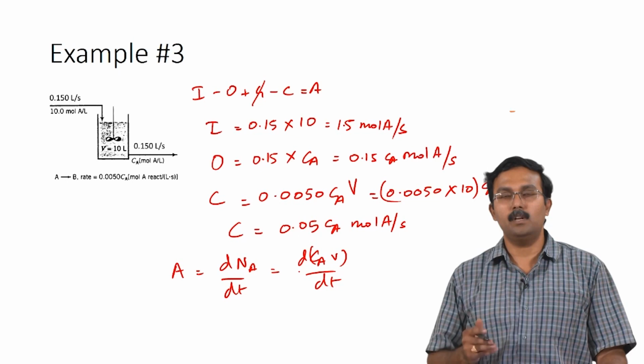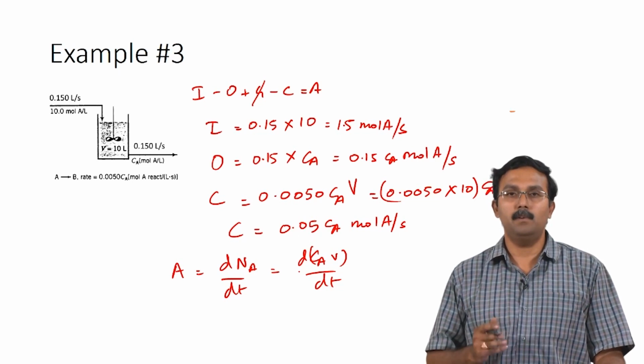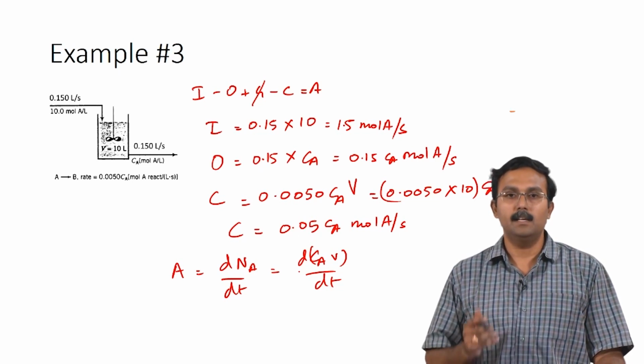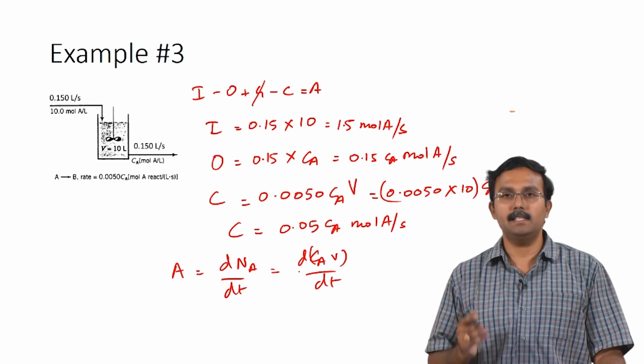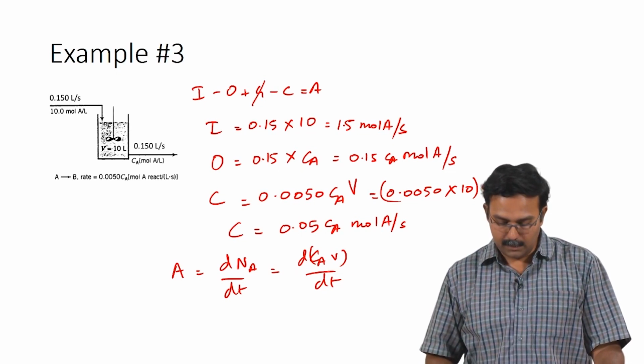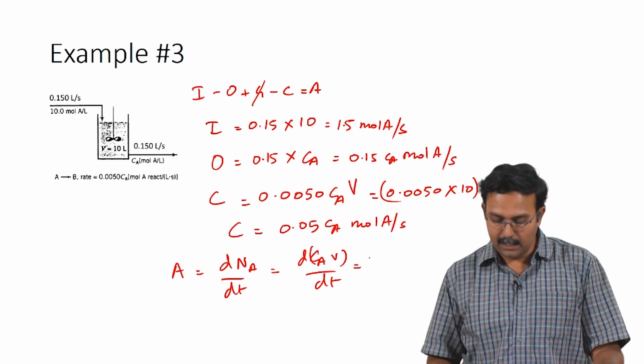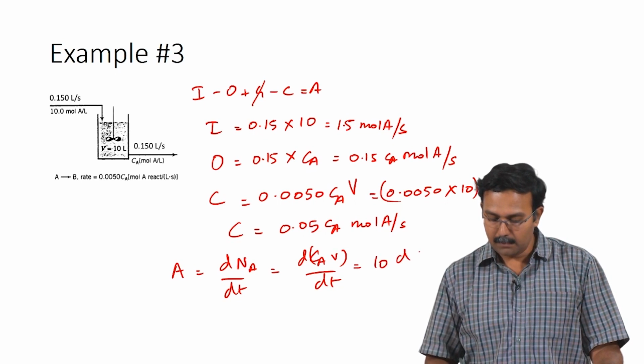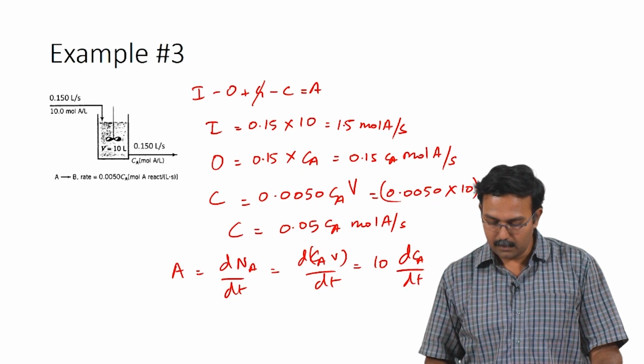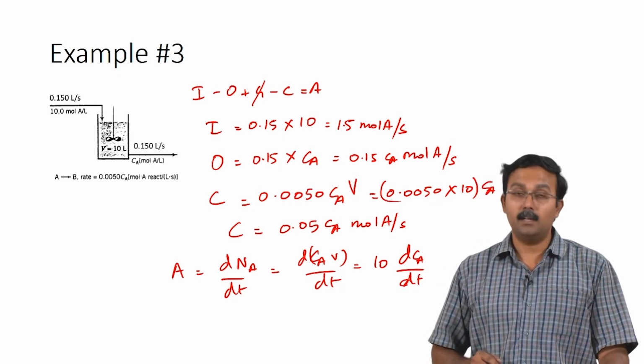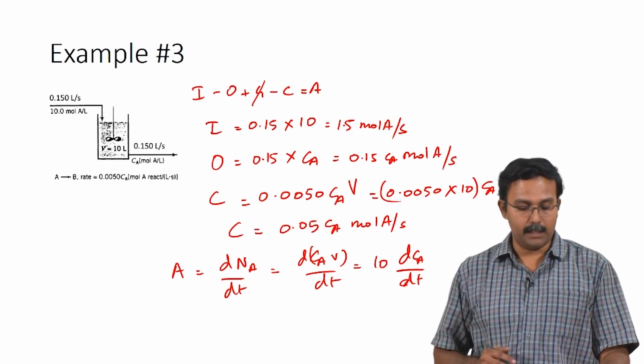As the inlet and the outlet flow rates are equal, the volume of the reactor will not be changing, and the volume of the reactor has been given as 10 liters. So, this d(Ca V)/dt can be written as 10 times dCa/dt. So, this would be the equation for accumulation.